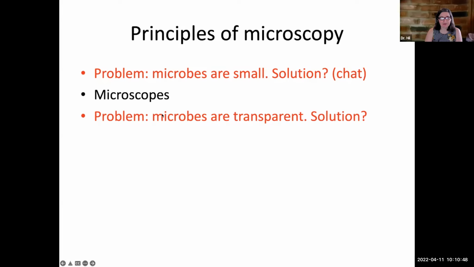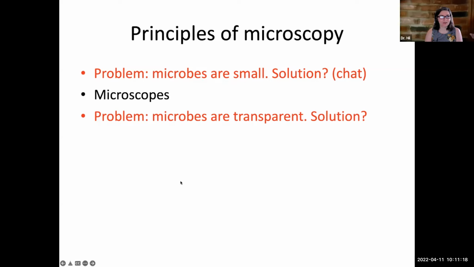The other problem that I've talked about a little bit, but probably if you haven't been to class yet, or lab yet, and most of you have not, we'll talk about this a little bit more in lab, is that microbes are transparent. They're see-through. They don't have a lot of pigment, most of them. Some of them have a little bit, like those that are photosynthetic have some green pigment, but a lot of them are completely transparent. So what is one way to work with this if microbes are transparent? Right.